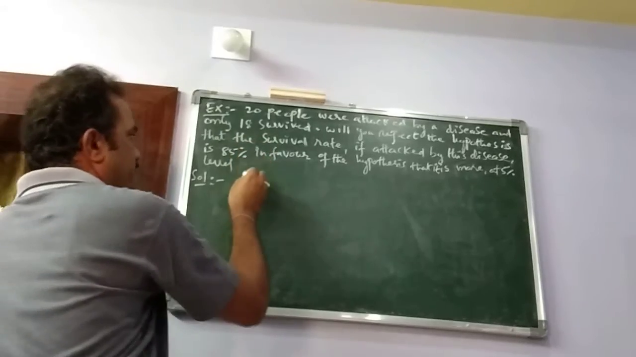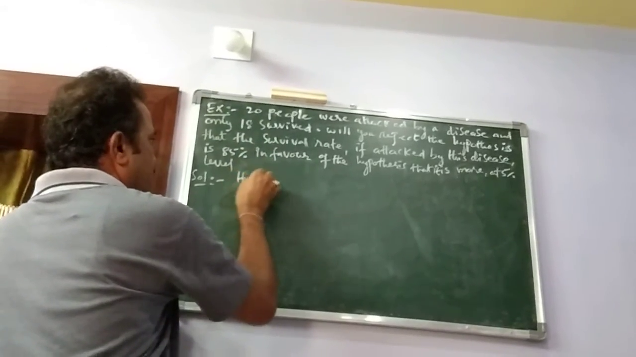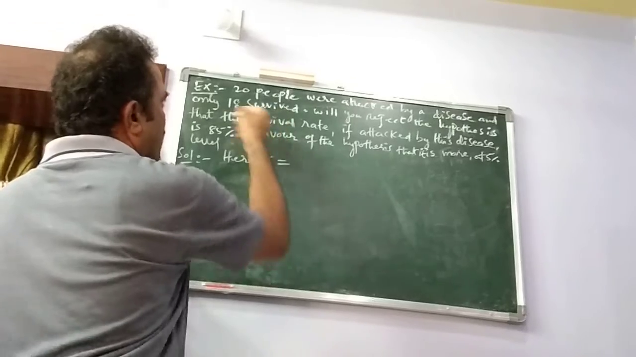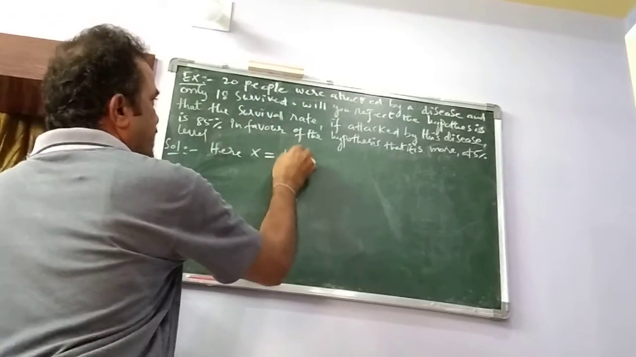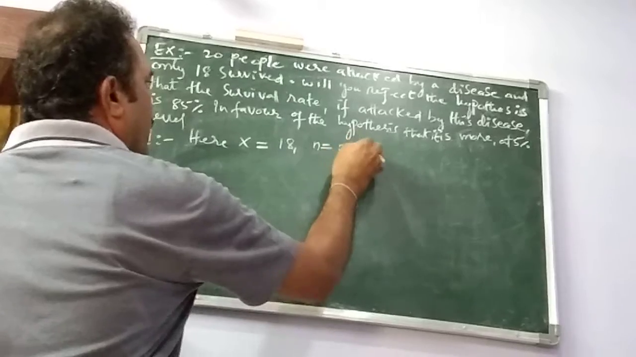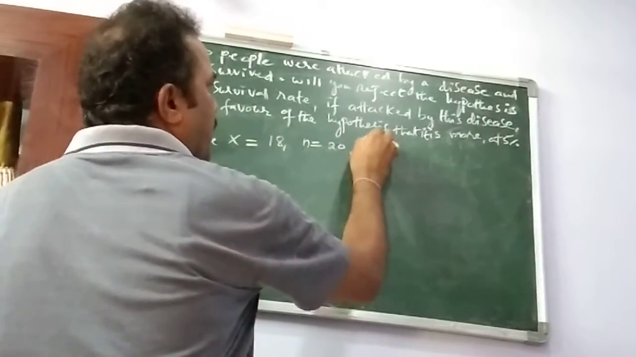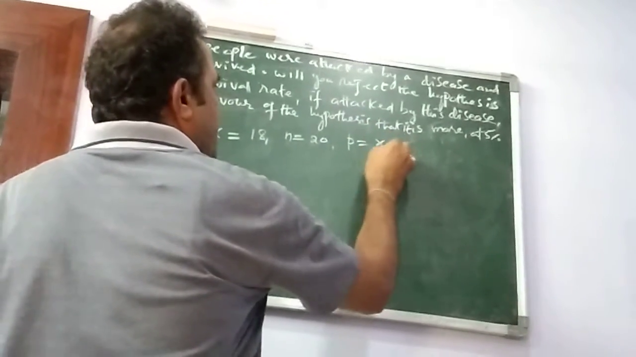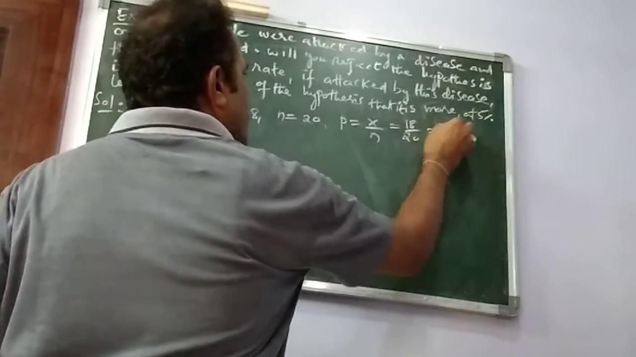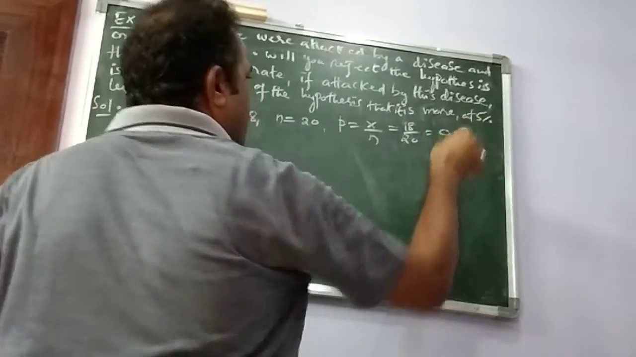In this problem, 18 survived. What is the information given? The x value is given, the number of persons possessing the particular characteristic. So x is 18, and what is the n value? N equals 20. So calculate the p value immediately. P is equal to x by n, which is 18 by 20, which equals 0.9 after simplification.